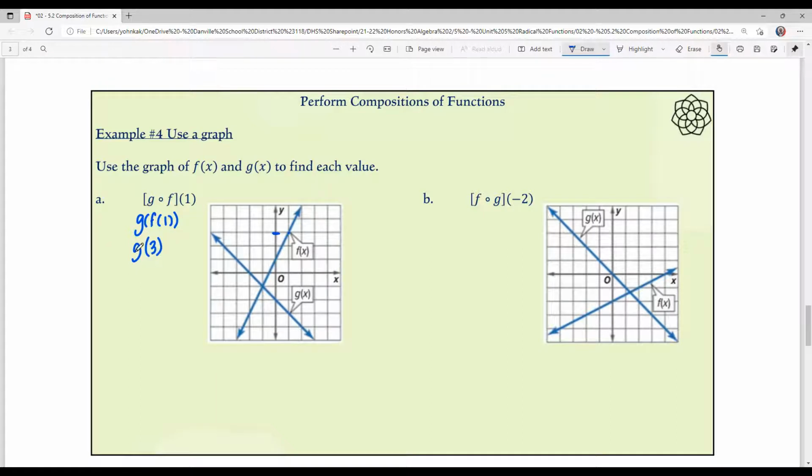Then I have to find g of 3. So that means to find the g function, find x equals 3, and see where they touch. That's right here. Figure out what the y is. That's right here. Negative 1, 2, 3, 4, negative 5.